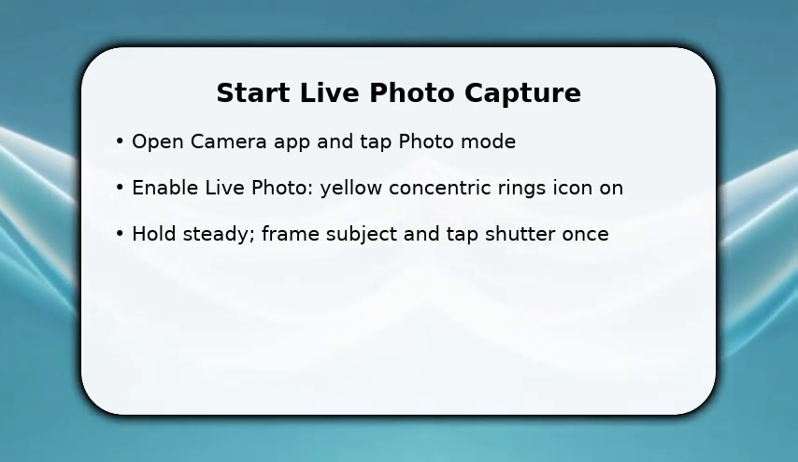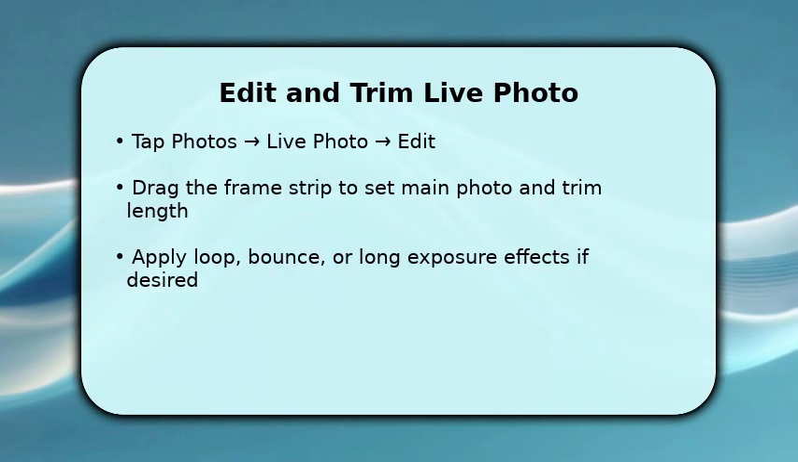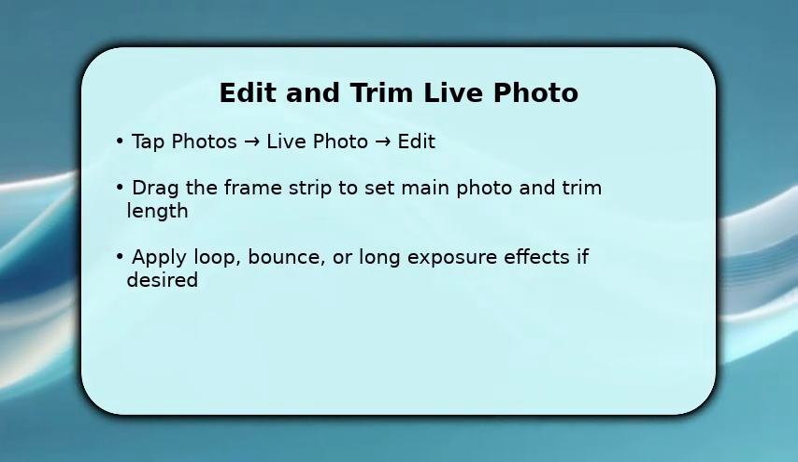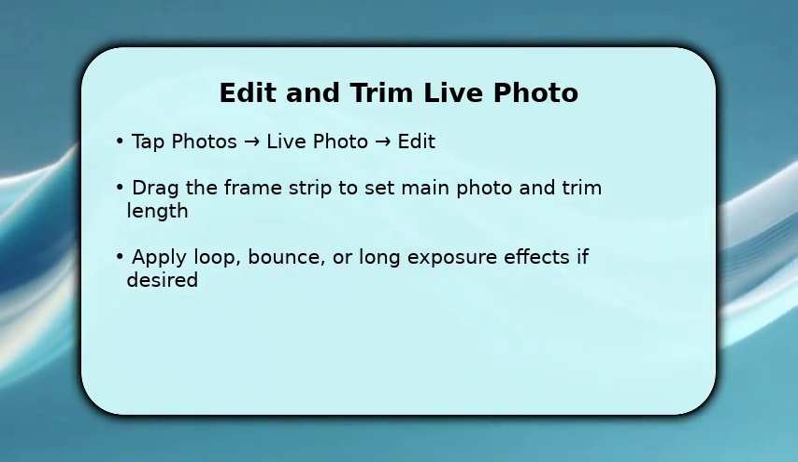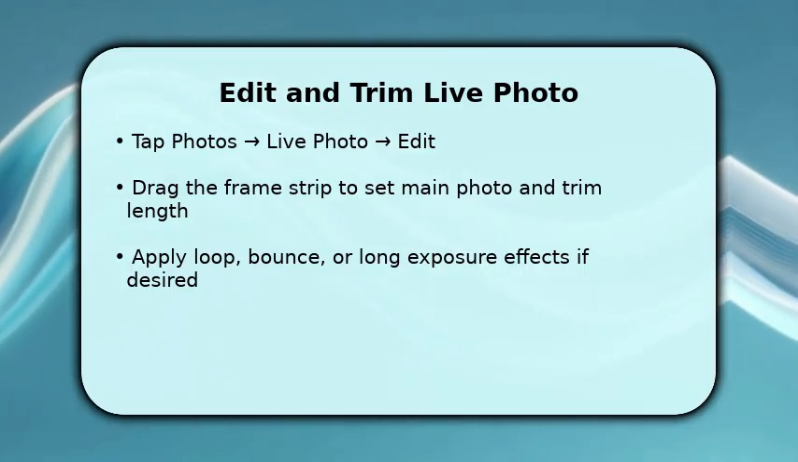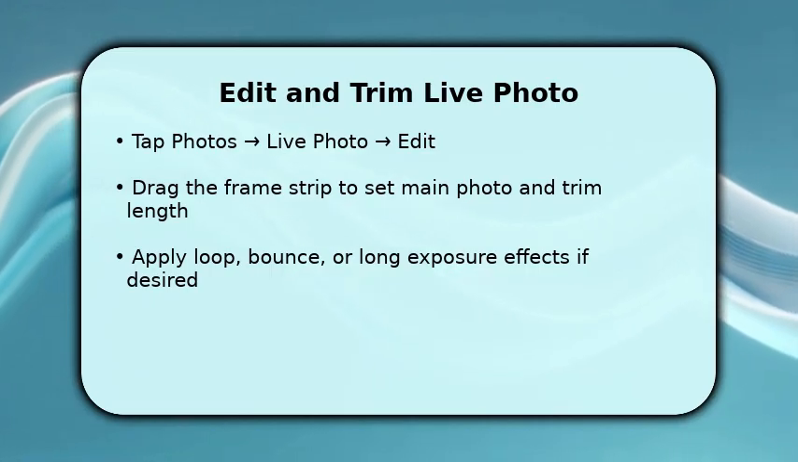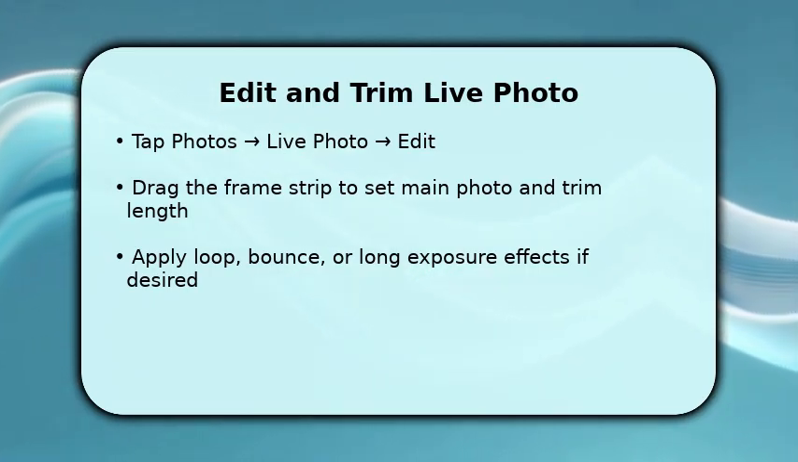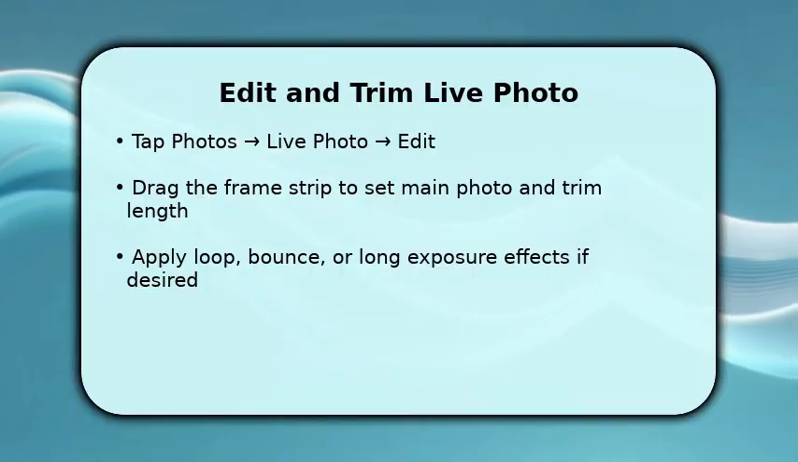Next, open the photo you just took and tap Edit to access live controls. You'll see a frame strip. Drag it to choose the exact key photo you want shown as the still. Use the trim handles to shorten the captured 5-second segments before or after the keyframe. This reduces clutter and focuses the motion.